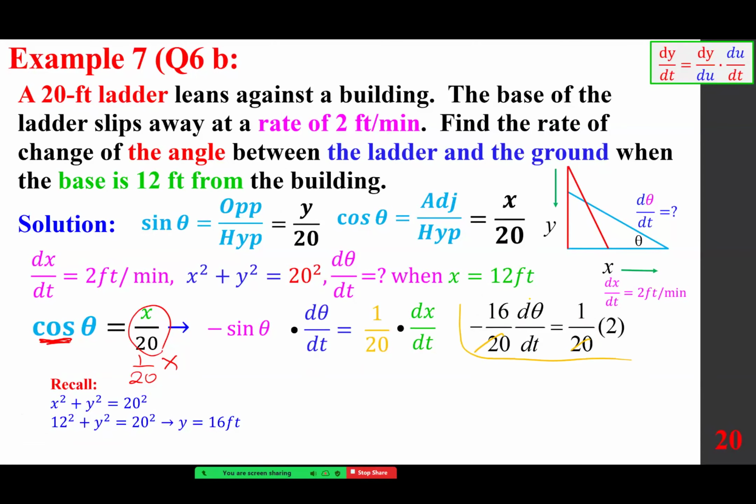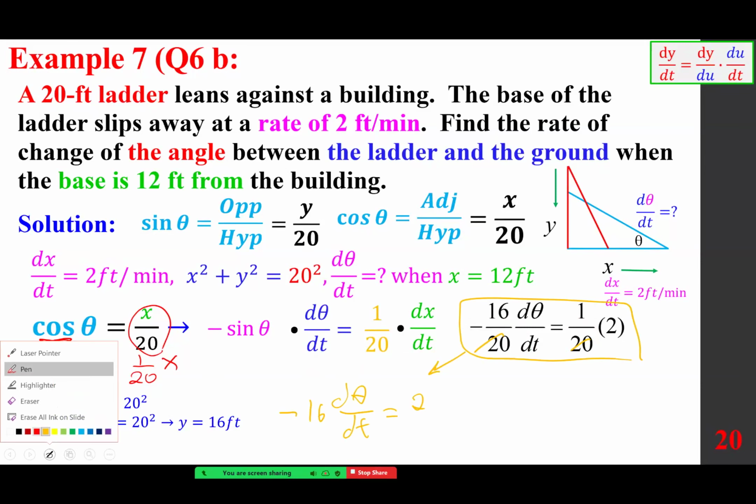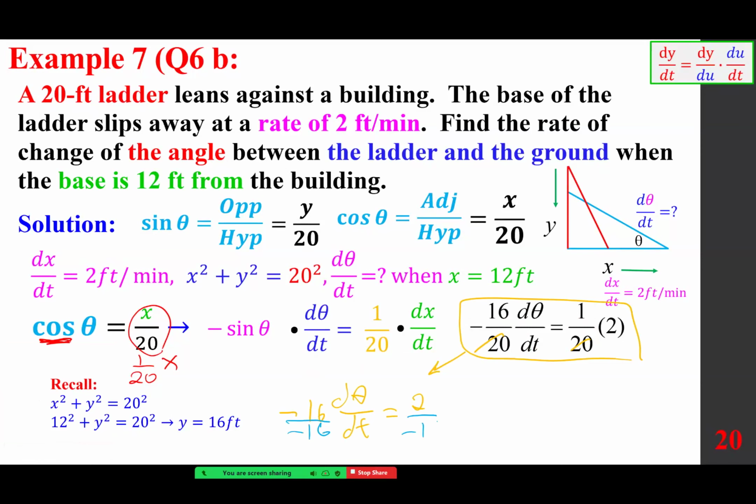So what you are looking at now is minus 16 d theta dt equals 2. If you divide both sides by negative 16, d theta dt becomes negative 1 over 8 radian per minute.